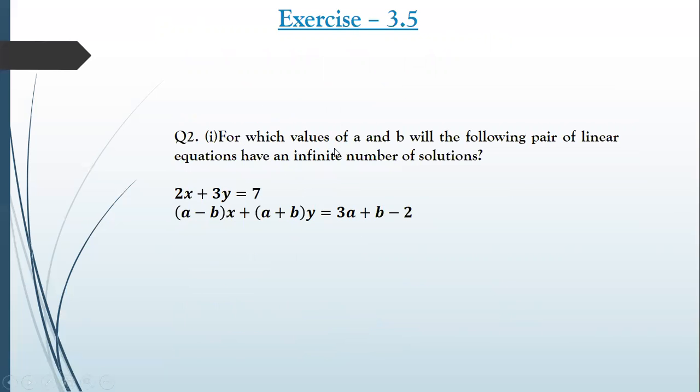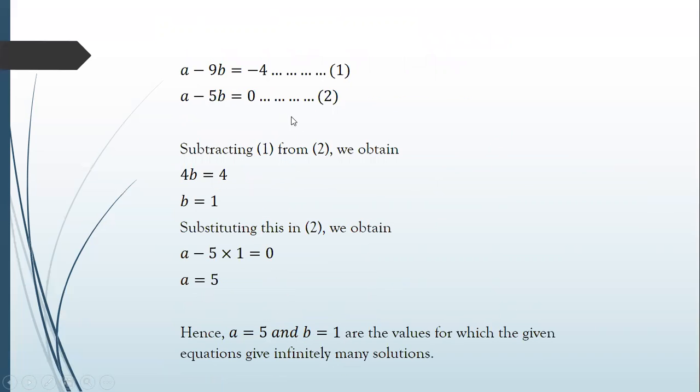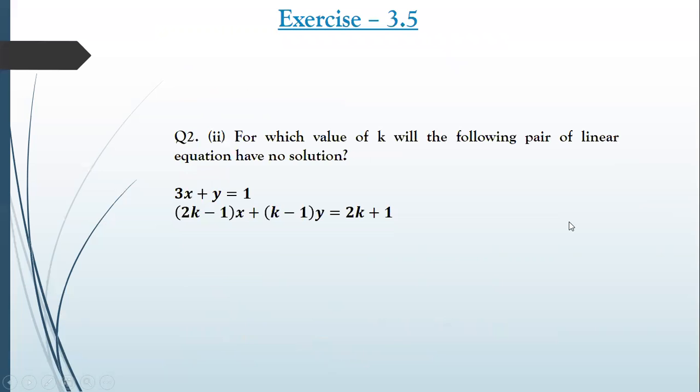Now, we have to find the values of a and b for which the equations have infinite number of solutions. So we have two equations here, infinite number of solutions, a1 by a2 equal to b1 by b2 equal to c1 by c2. So we'll substitute the values over here. We get two equations, a minus 9b is minus 4, a minus 5b is 0. So solving these two equations, we'll get b as 1, a as 5, hence we got the values.